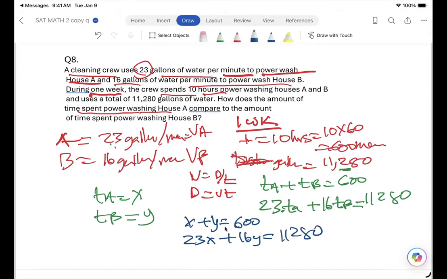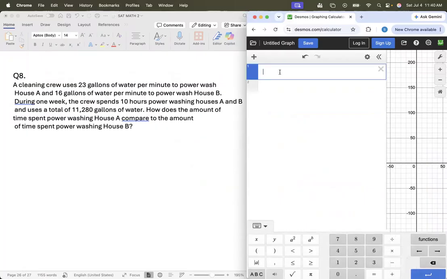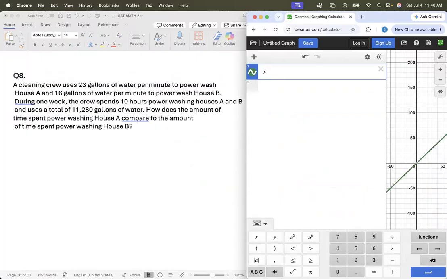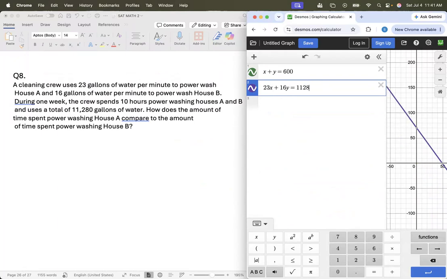And then you put this in Desmos. That's all. That's the easy way to solve this question. If you have another way, you can let me know, but this is the way I can teach you. But remember, the velocity is very key in answering this kind of question because they're using speed. So X plus Y should give me 600, and then 23X plus 16Y should give me 11,280. Desmos will give you this.